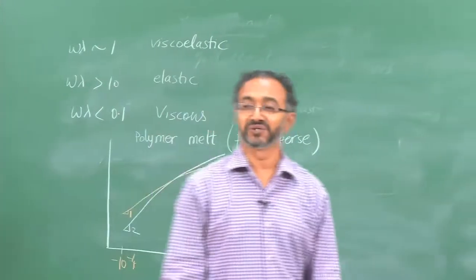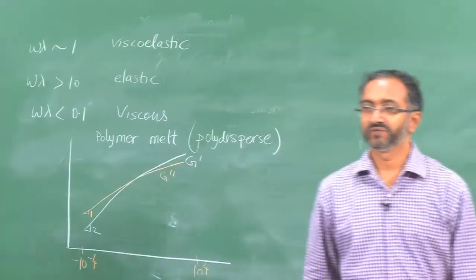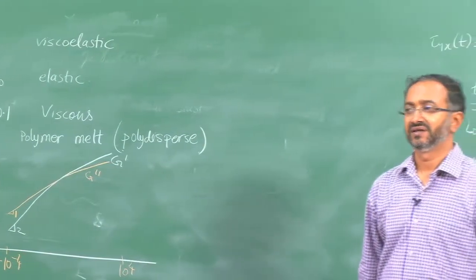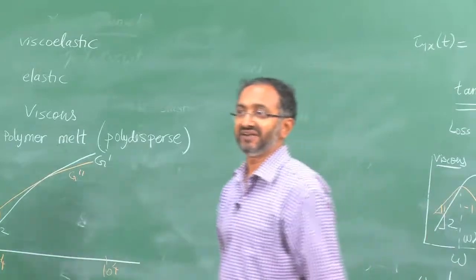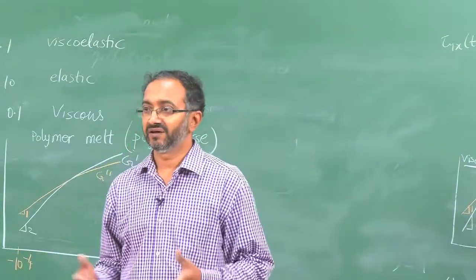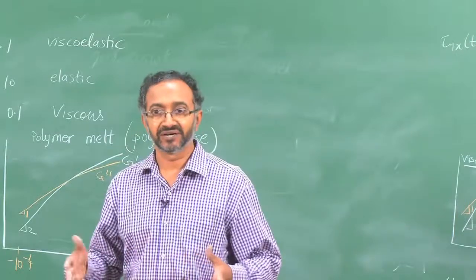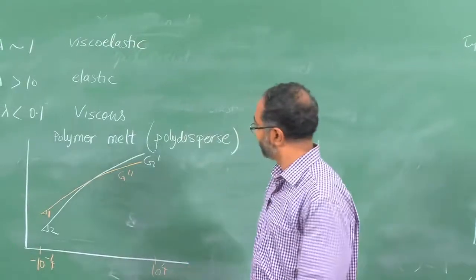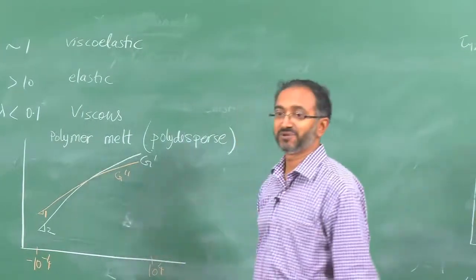So, what should I conclude? We saw the Maxwell model, we saw its response, and now I take a real material like a polymer melt and I measure its G prime and G double prime. Because somehow I can measure properties from very low frequency to very high frequency, I measure the response and I get a response which is like this.